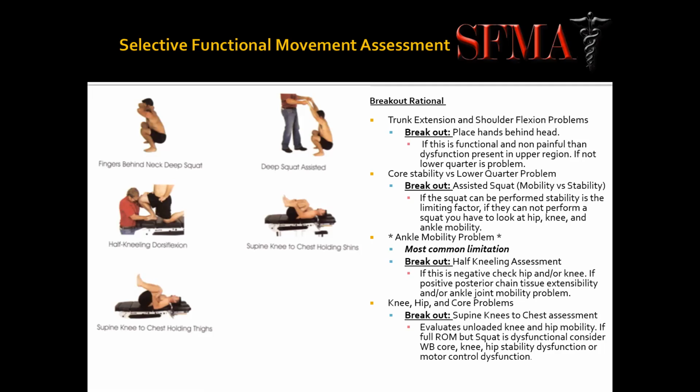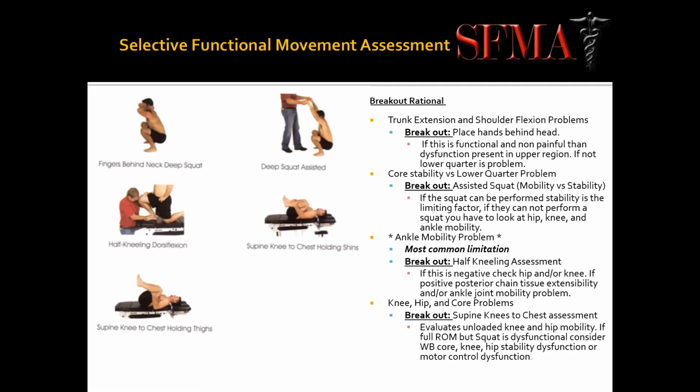The second part of it is considering whether it's core stability versus a lower quarter problem. This is where we start getting into stability and mobility. We would hold onto their hands and have them squat again, so we're unloading the ability of their trunk to take that control. We take a look at that to see, do we have a good squat pattern? If the squat still looks bad, then we move on to the mobility components.